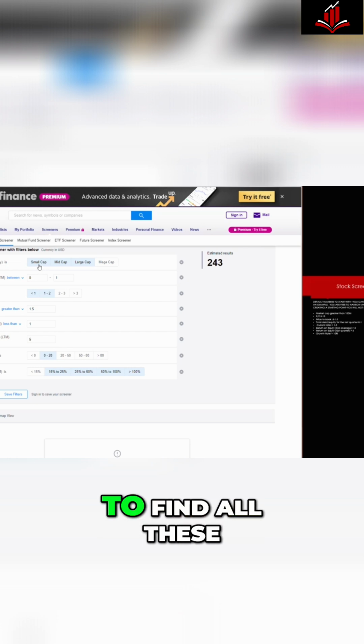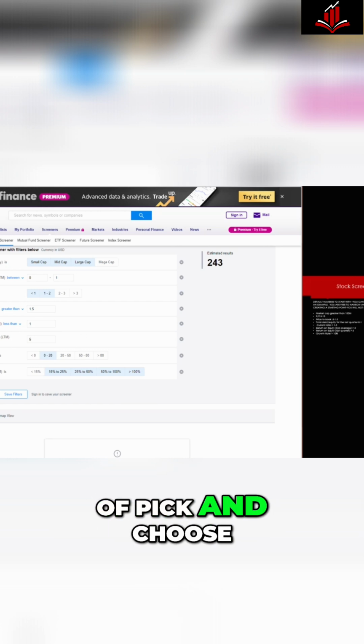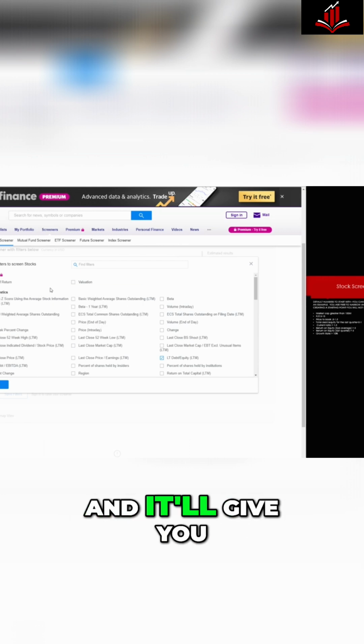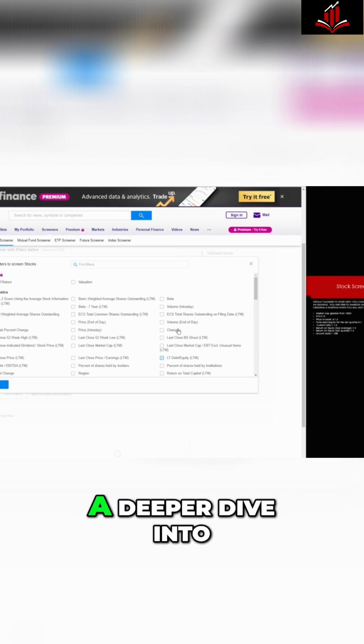But we're going to try to find all these items that are on the stock screen criteria and enter them here. Okay, there's a whole bunch of other ones and you can kind of pick and choose as you go. But if you're just starting out, just stick to what I have on the right hand side and it'll give you a lump of stocks or securities that you can further do a deeper dive into.